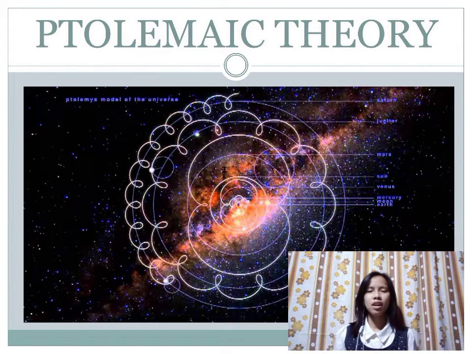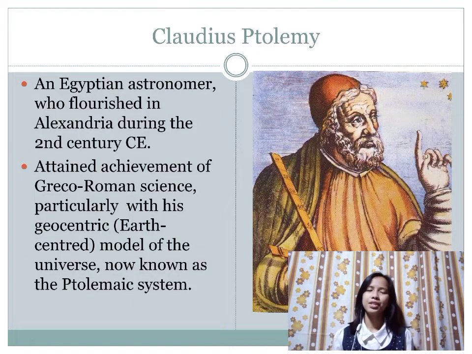Before we define what is Ptolemaic theory, let's first take a look at who's behind the development of this system. As you can see on the screen, we have here Claudius Ptolemy. He is an Egyptian astronomer who flourished in Alexandria during the 2nd century CE. He is also a mathematician and a geographer of Greek descent. In several fields, his writings represent the culminating achievement of Greco-Roman science, particularly his geocentric model of the universe, now known as the Ptolemaic system.